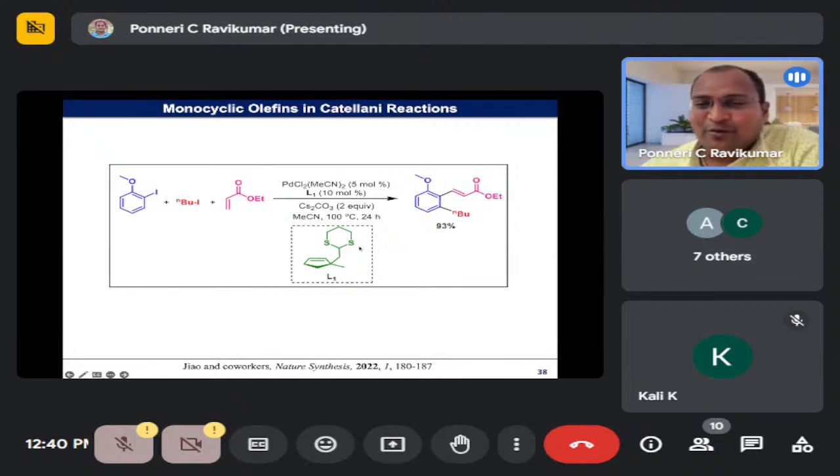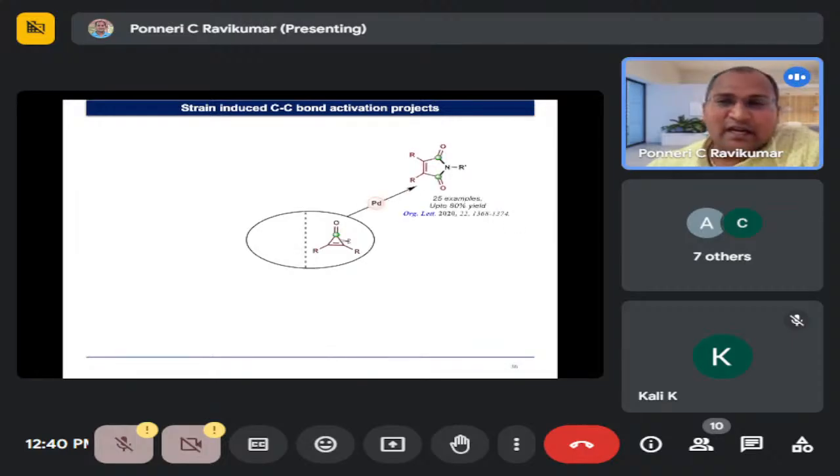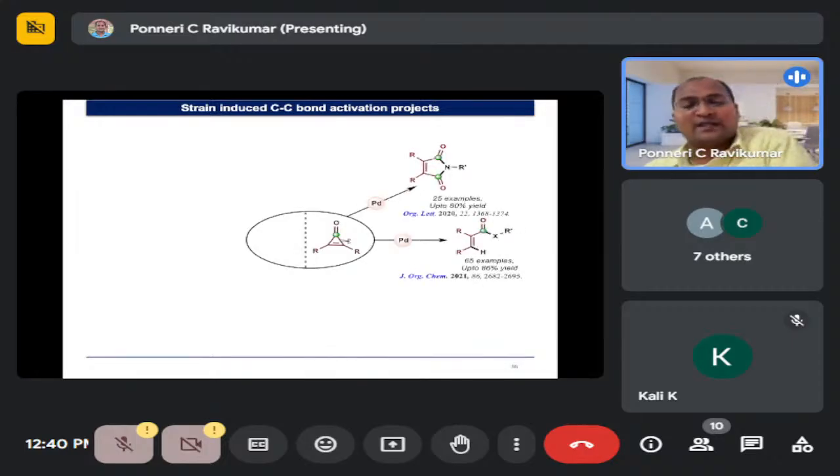So they have introduced this monocyclic olefin for this Catellani-type reaction, and published in Nature Synthesis. Nonetheless, we were also happy because our work got published in ACS Catalysis. So now I'll quickly give you an overview of our other projects.